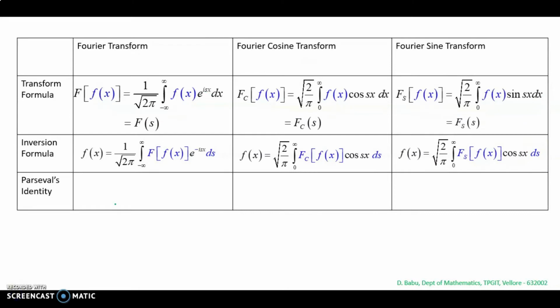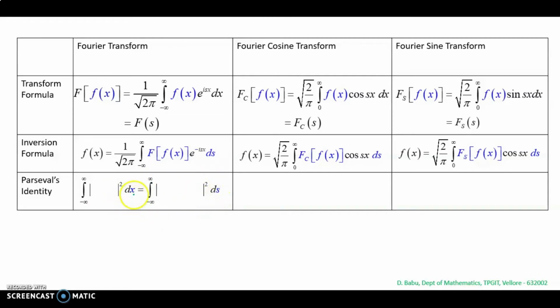Next, Parseval's identity. Parseval's identity is the same for all the transforms, namely Fourier transform, Fourier cosine transform, and Fourier sine transform. The formula for Parseval's identity is integration from minus infinity to plus infinity of modulus of f of x whole square dx equal to integration from minus infinity to plus infinity of modulus of F of s whole square ds.